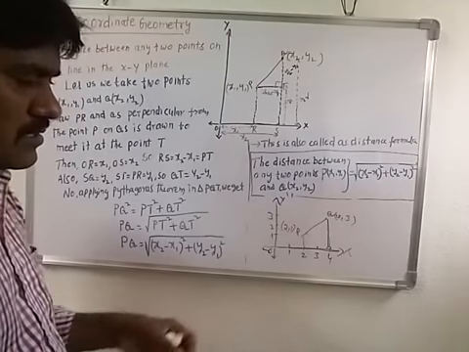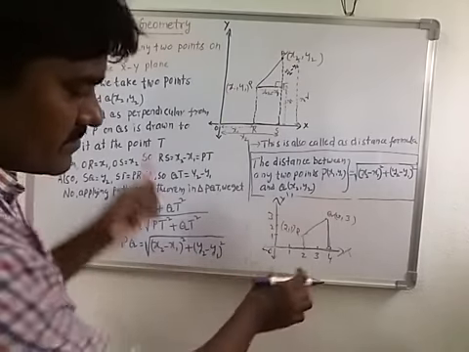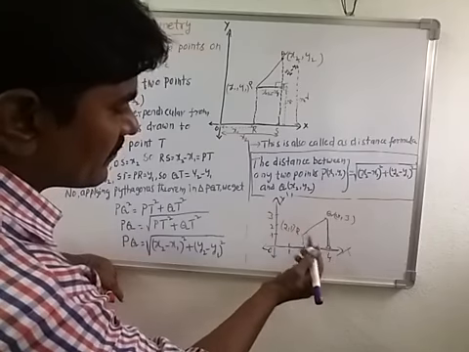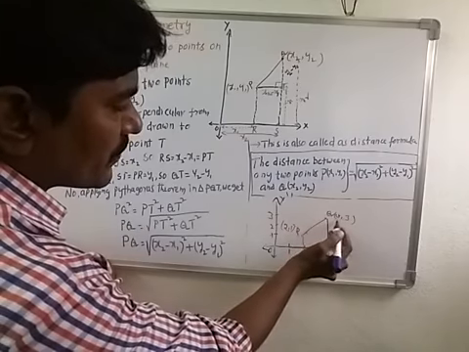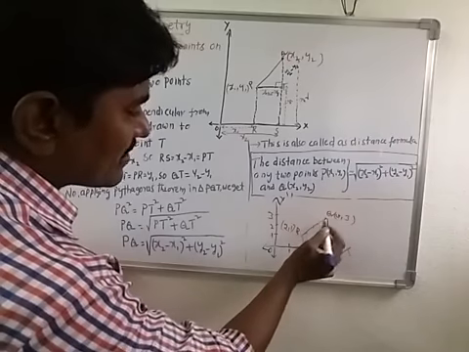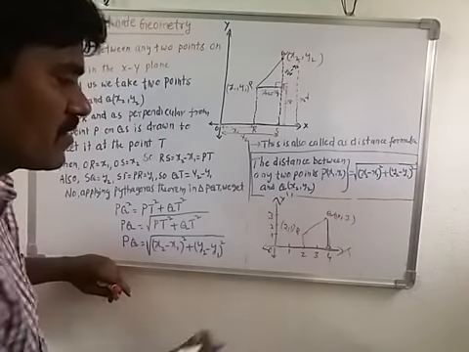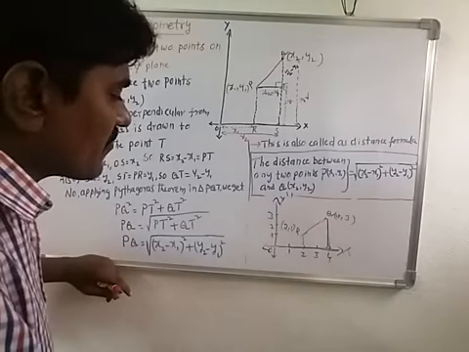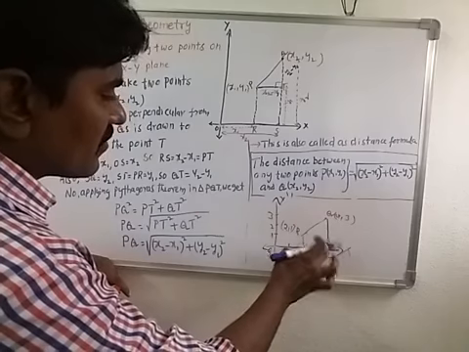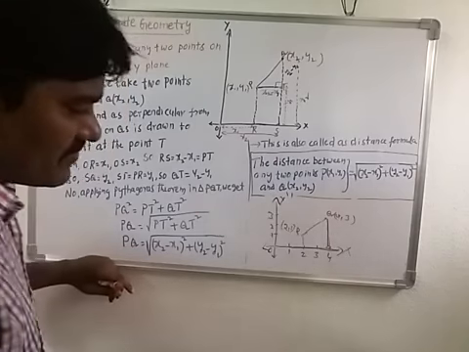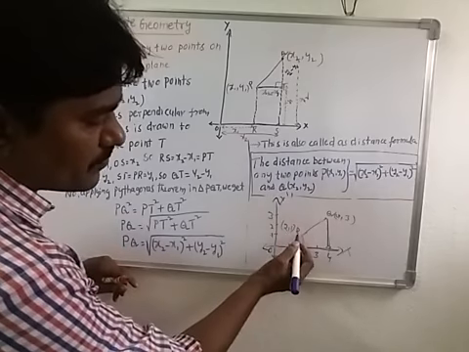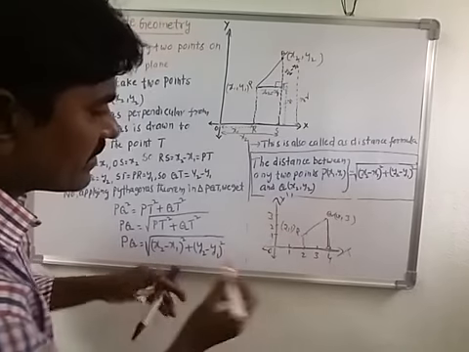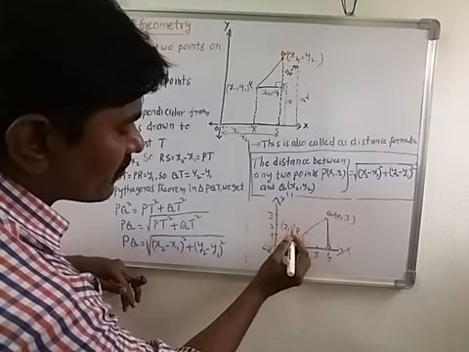Now let's see this diagram. So in this coordinate plane, P is 2, 1, Q is 4, 3. We draw the line joining these. PQ is a line. Now PQ is how much distance from x-axis and y-axis? So first here P is 2, 1. 2 is x1 and 1 is y1.